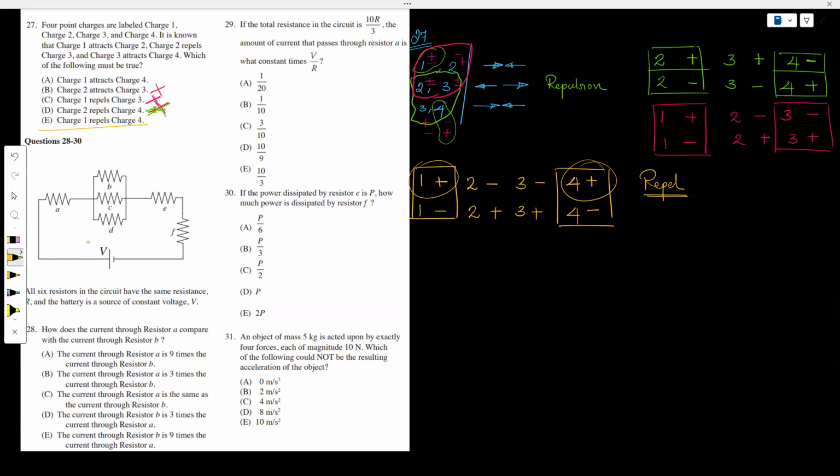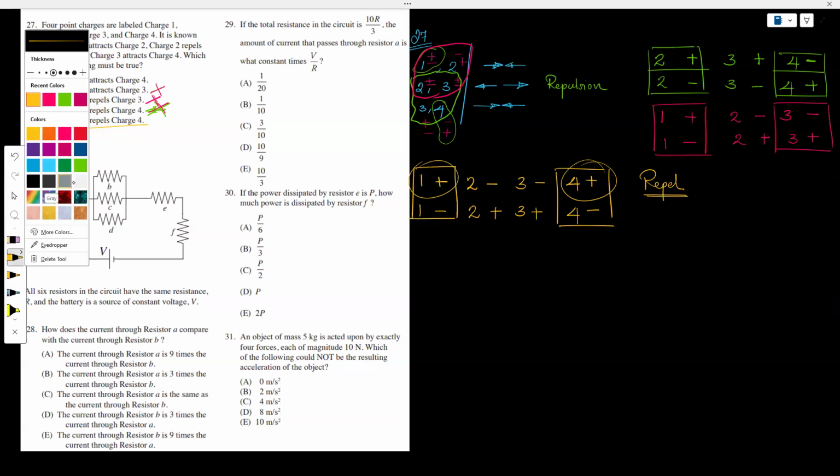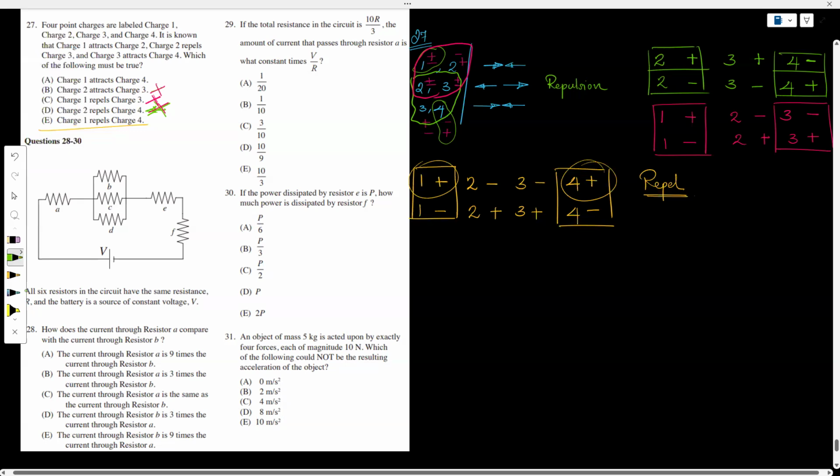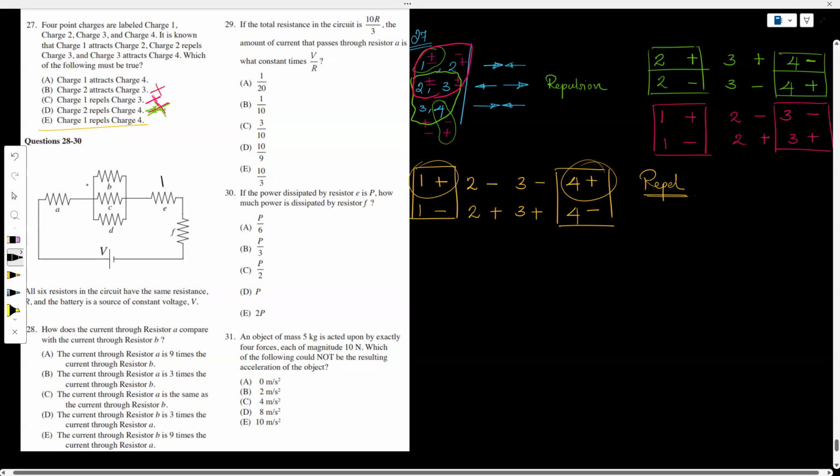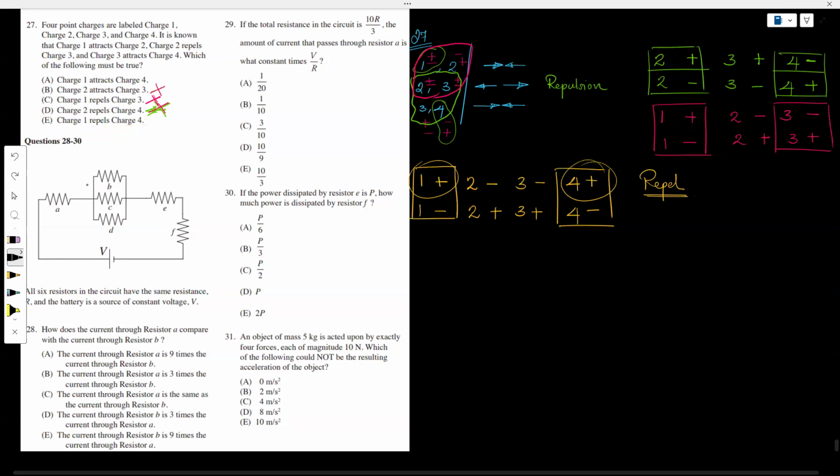Okay. Then we have an electric circuit, not an RC circuit, a resistor circuit. All of them have the same resistance, so let's mark them. So this is R, R, R, R, R, and R. Oh, maybe that would be an issue if I mark everything as R, because they have given it as 10R/3. So let's not mark it as R, but let's keep it in mind that all of those resistors are the same. So how does the current through resistor A compare with the current through resistor B?